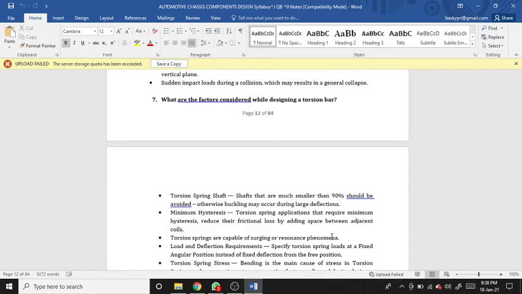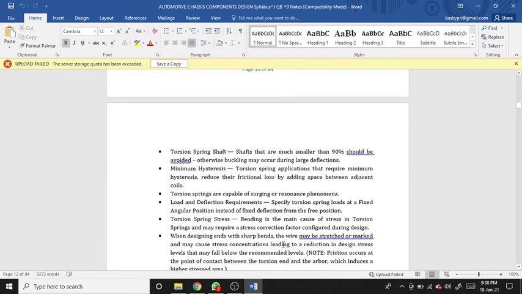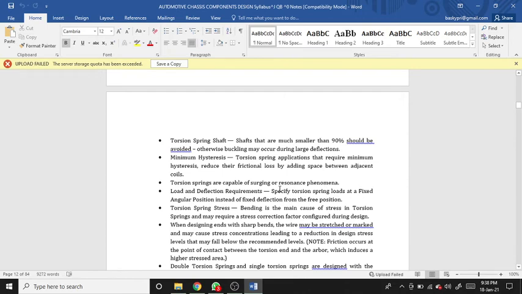Then minimum hysteresis. Torsion spring applications that require minimum hysteresis reduce their frictional loss by adding space between adjacent coils. Then torsion springs are capable of surging or resonance phenomena. Next, the load and the deflection requirement. In this case, the torsion spring loads are specified at a fixed angular position instead of a fixed deflection from the free position. So whenever you provide a fixed position, it is very difficult.